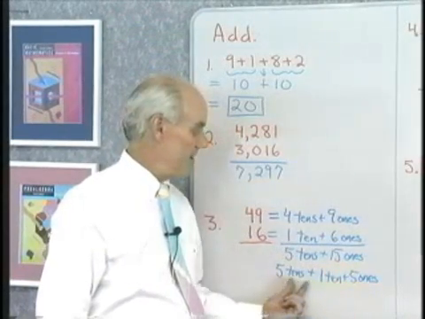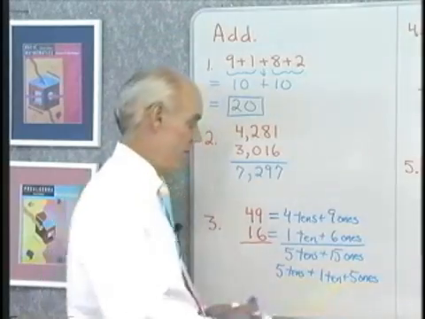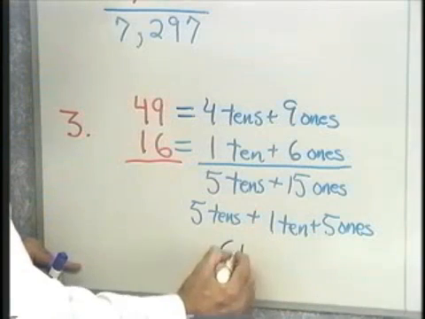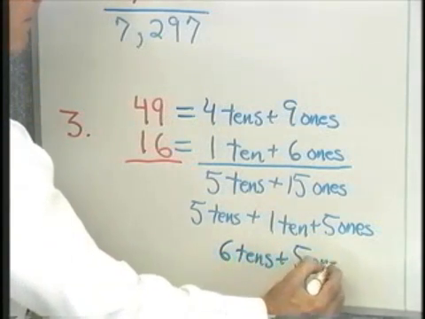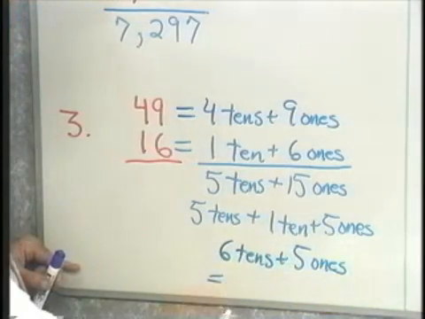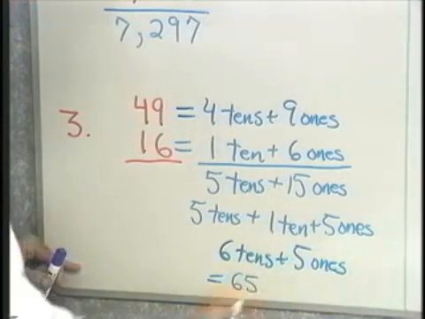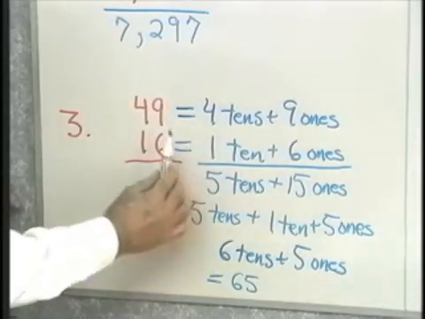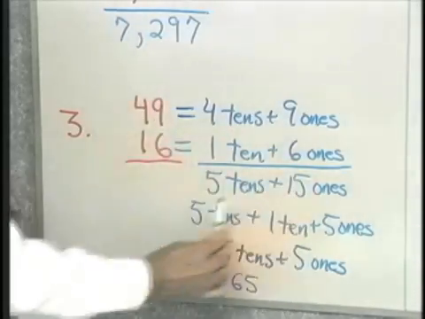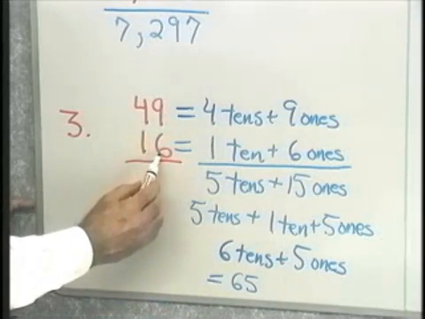Now, this 5 tens plus 1 ten is going to give me 6 tens plus 5 ones. And that's why my answer comes out to be 65. Now, let's see how that looks over here with the original problem, how I'm going to do this problem without writing all of this out. 9 plus 6 is 15.